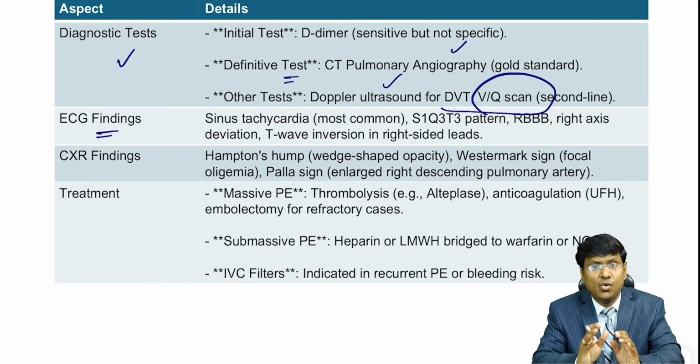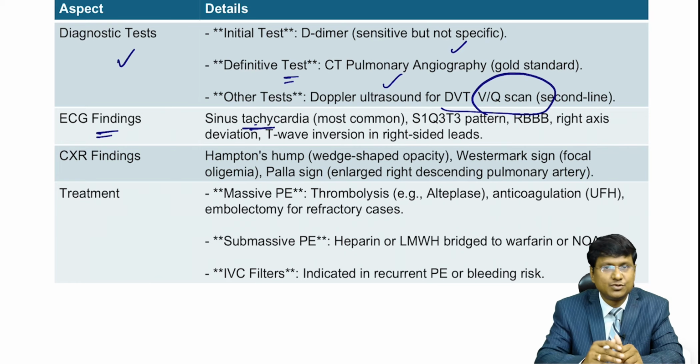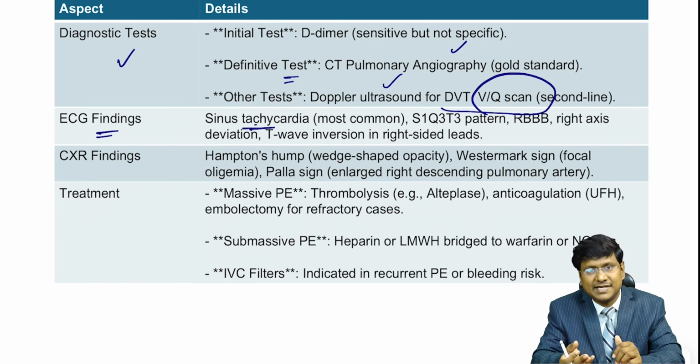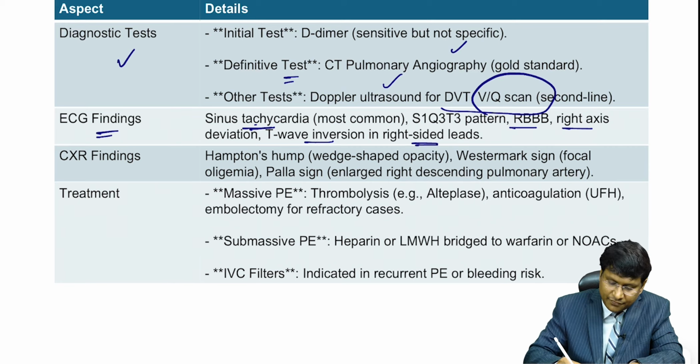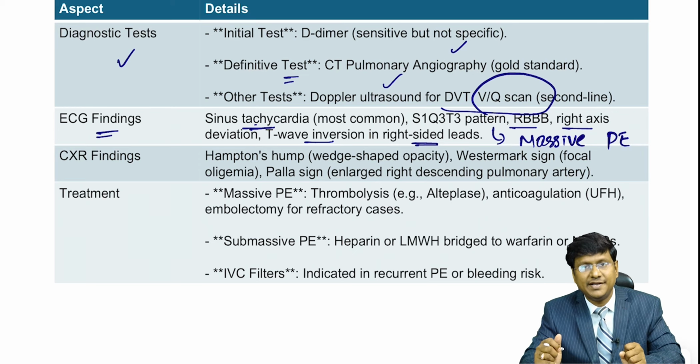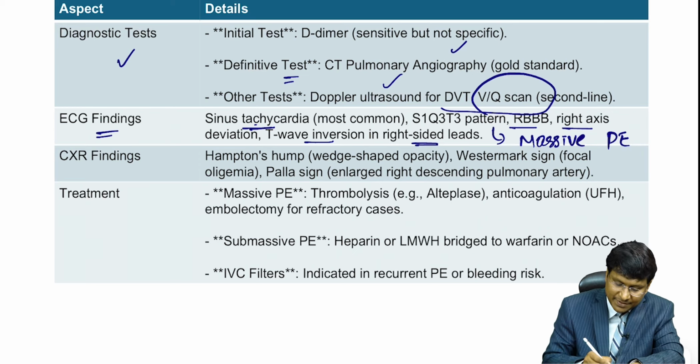ECG finding, what is the most common ECG finding? The most common ECG finding that you will observe in these patients will be sinus tachycardia. Next to this, these patients will have the features of the right ventricular strain pattern. What will be the features of the right ventricular strain pattern? That includes RBBB, right axis deviation, and T-wave inversion in the right sided leads. And in cases of massive pulmonary embolism, these patients will have the S1Q3T3 pattern.